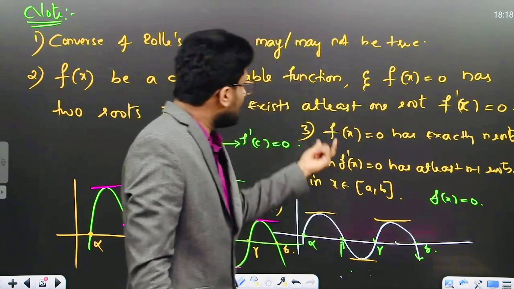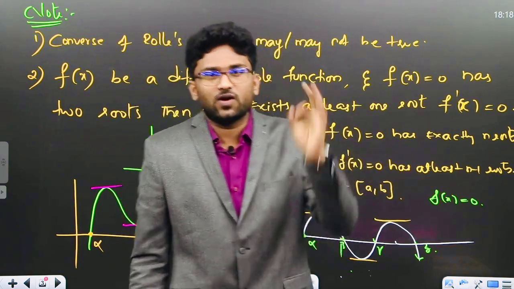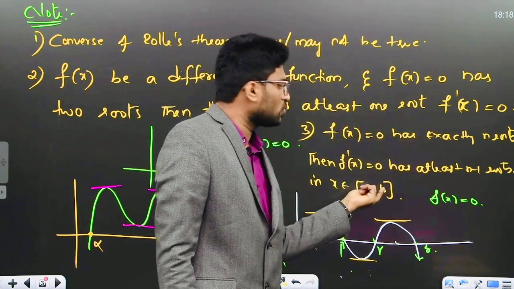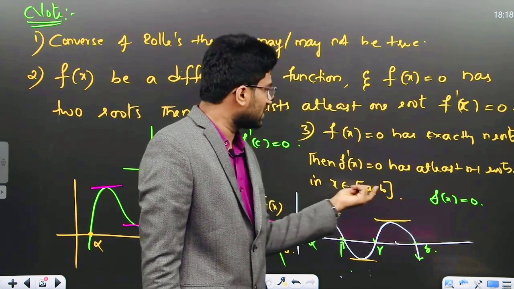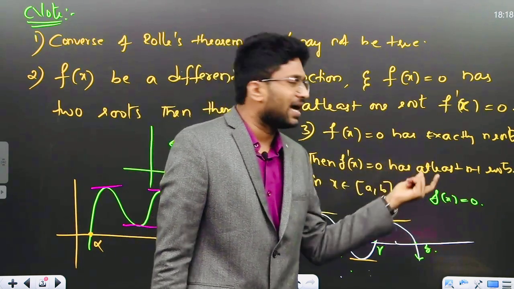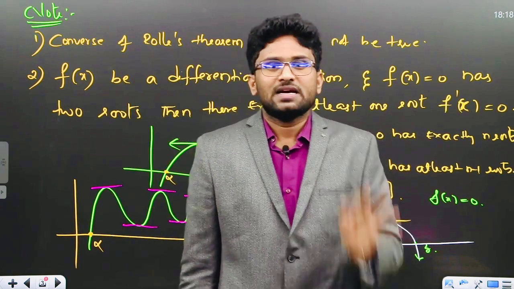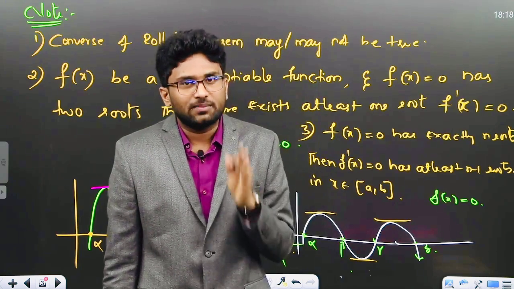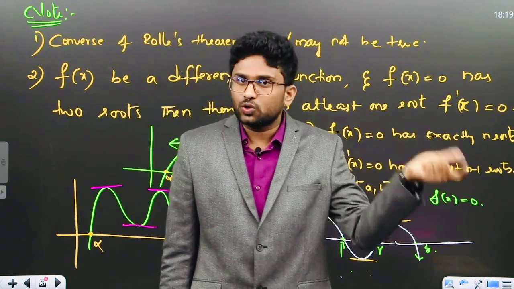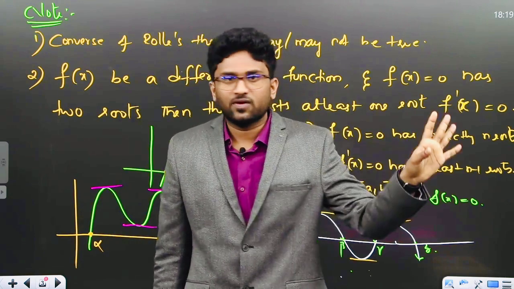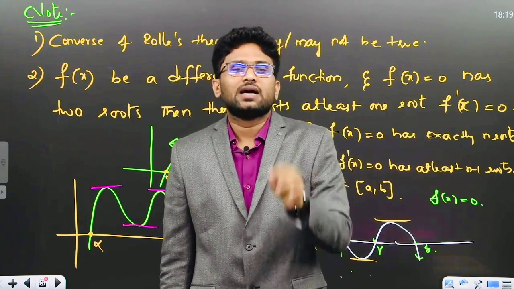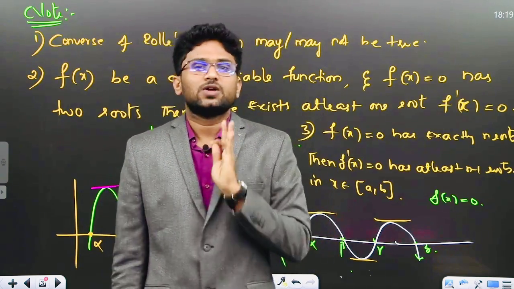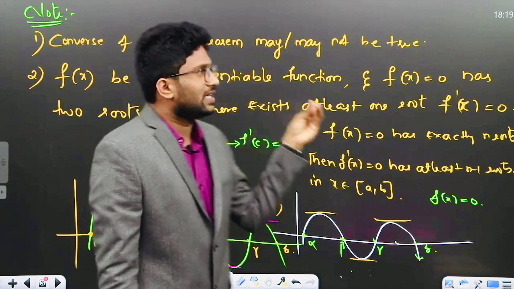So that's the reason I said if f(x) is differentiable in open (a, b) and has exactly n roots in this interval, then f'(x) = 0 will be having at least n minus 1 roots. This is the beauty of Rolle's theorem. Whenever we come across the roots of differentiable functions, the roots of f(x) = 0, make sure that we are going to use Rolle's theorem. So this is the theory regarding Rolle's theorem.